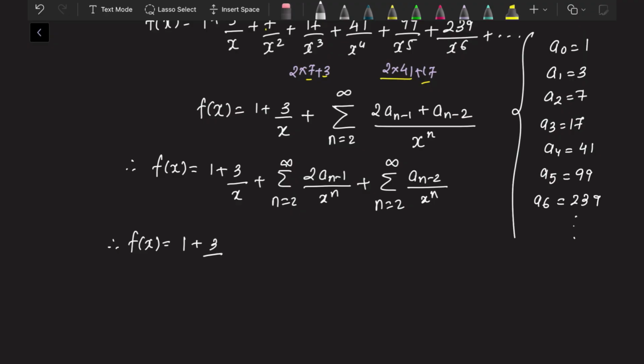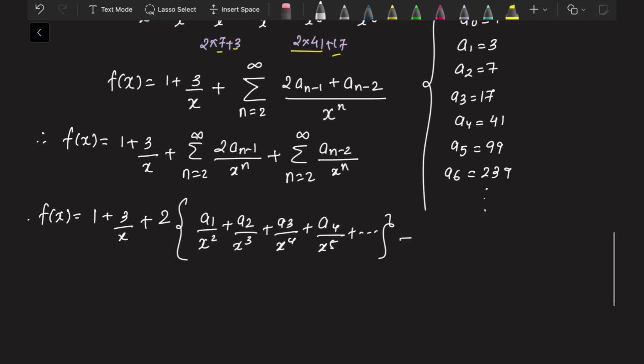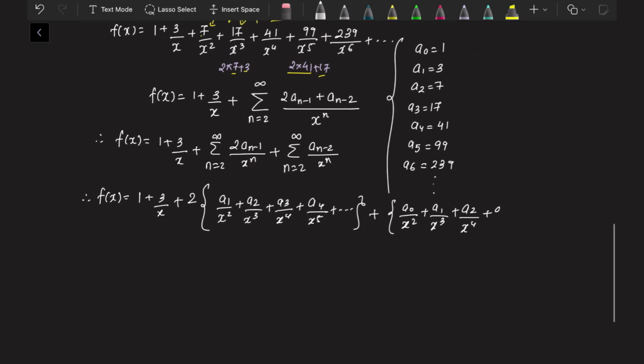So f of x will turn out to be 1 plus 3 upon x plus, we can take the constant 2 out, and inside we will have, starting from 2 means we will have a1 upon x square plus a2 upon x cube plus a3 upon x raised to 4 plus a4 upon x raised to 5 and so on. Okay, and then for the second summation, n equals 2 means a naught upon x square plus a1 upon x cube plus a2 upon x raised to 4, and then we'll have a3 upon x raised to 5, then a4 upon x raised to 6 and so on.